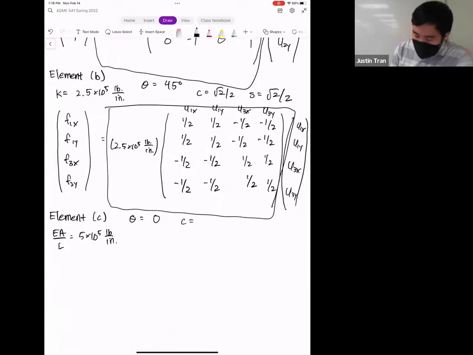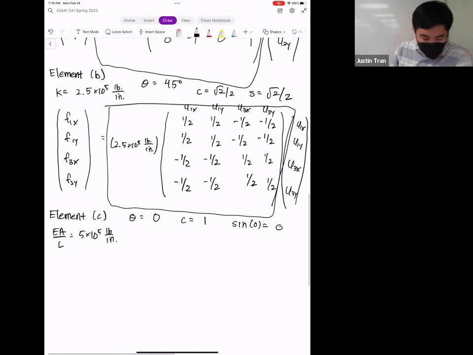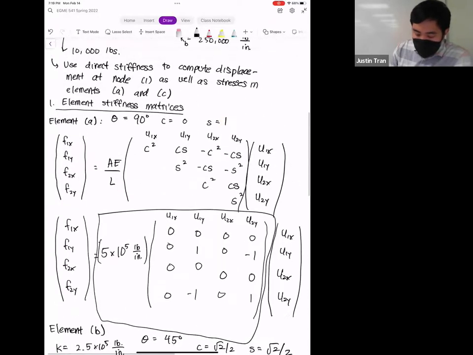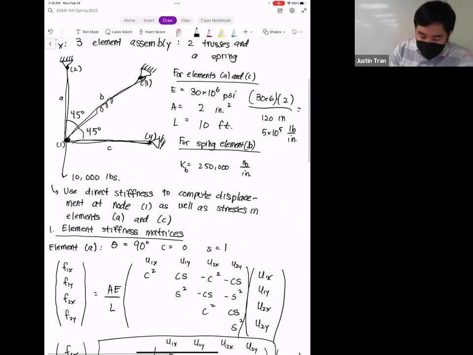And so cosine of 0 is going to be 1, and sine of 0 is going to be 0. Okay, so let's go ahead and write in the element stiffness matrix for this one. Let's look at the nodes that it borders. Element C here is going to be connected to nodes 1 and 4.